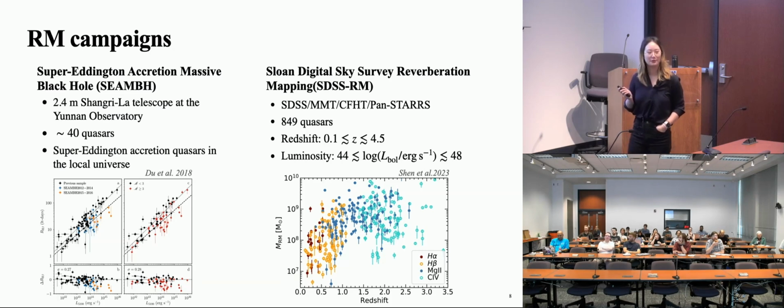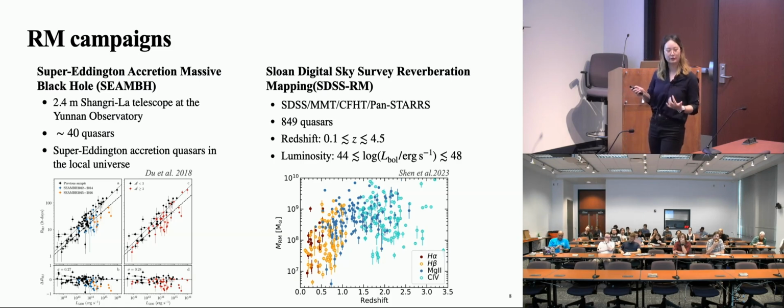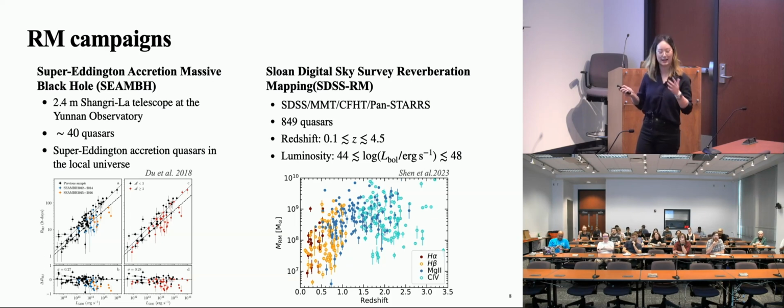They use a 2.5-meter telescope in Yunnan Observatory, and it monitors around 40 quasars. It seems very small because every 2 or 3 years they publish a paper talking about 2 or 3 quasars, and they do that over and over again, so the number is not that much. They focus on the local universe and only on the super-Eddington accretion quasars, even though they claim that. But I checked their data, and it's actually not that high. It's not super-Eddington accretion, it's just slightly higher accretion and very bright quasars.